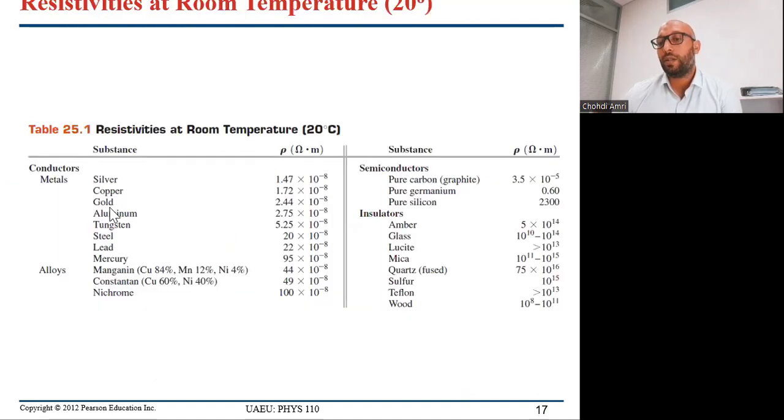You see here that for the metals, each metal has a value of resistivity. It's like a fingerprint of the material, and we have to specify at which temperature, because the resistivity depends on the temperature. This is for the alloys, this is for the semiconductors, and this is for the insulators. You see that the resistivity of the conductors or the metals is very small, in the order of 10 power negative 8. But for the insulators, it's very high, 10 power 14, 16, 13, 11, okay? Good. But for the semiconductors, it's around 10 power negative 5, and so on.